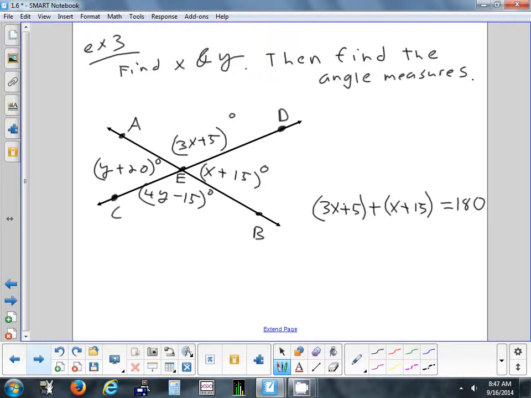Okay, Denver, what do I get when I combine like terms on the left? 4x. Yep, so 4x plus 20. Subtract 20 from each side. So x comes out to, about Ariel? What does x come out to? 40.